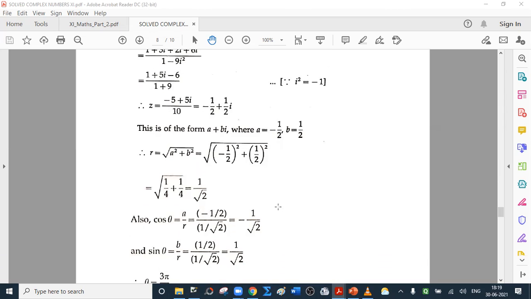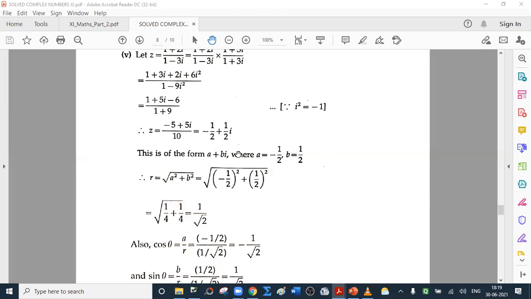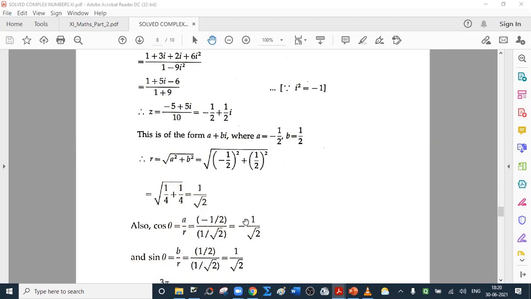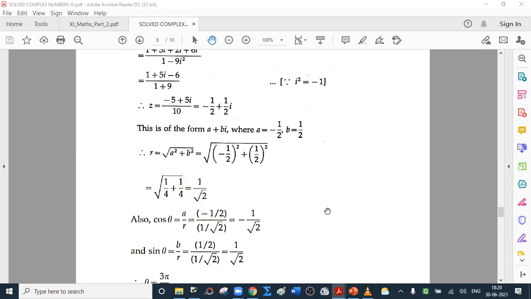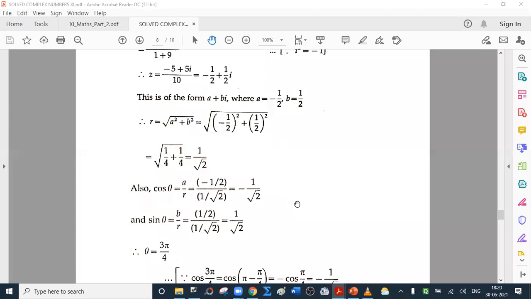Now at present you may not understand exactly why this angle, but I can tell you the logic. See, the point which represents the complex number is (minus half, half). The point (minus half, half) lies in which quadrant? It lies in the second quadrant, and therefore the angle is greater than 90 degrees and less than 180 degrees. Also note that if you just consider cos theta as 1 by root 2, sin theta as 1 by root 2, they are trigonometric ratios for 45 degrees, and therefore the answer is not 45, it is 90 plus 45. That is 3 pi upon 4 in radian.